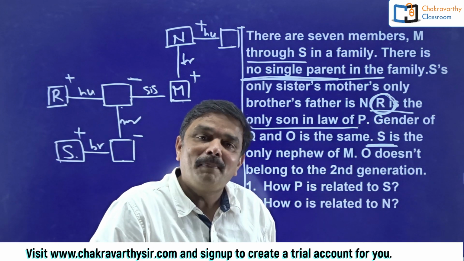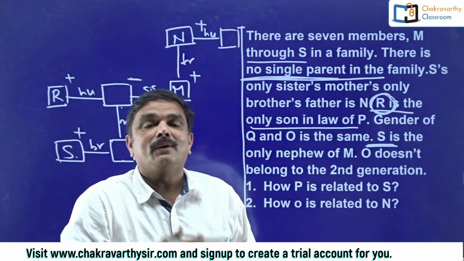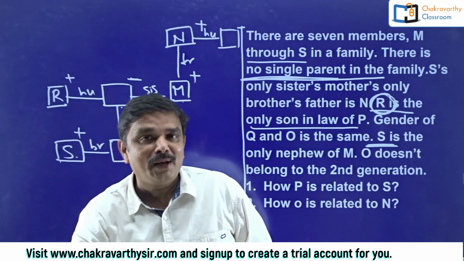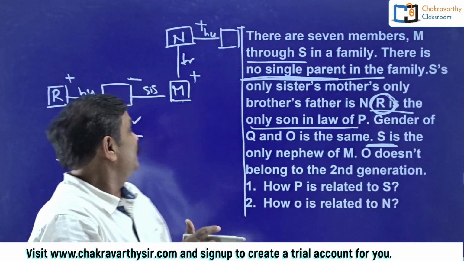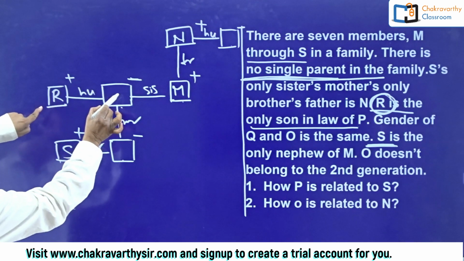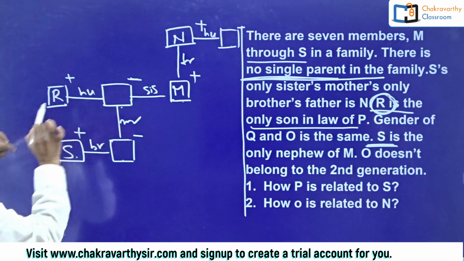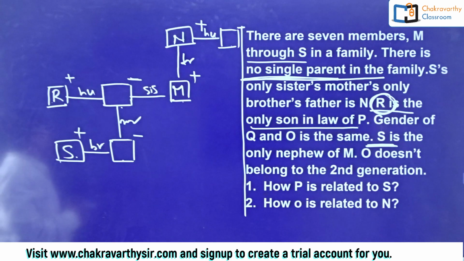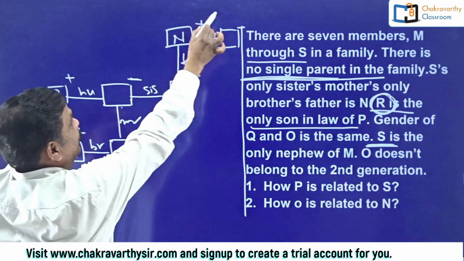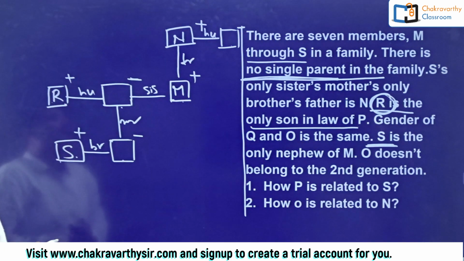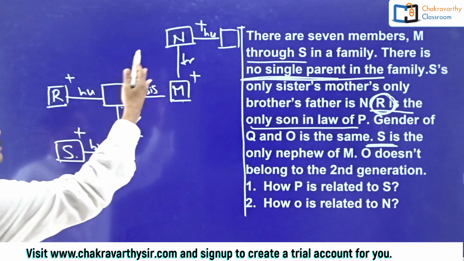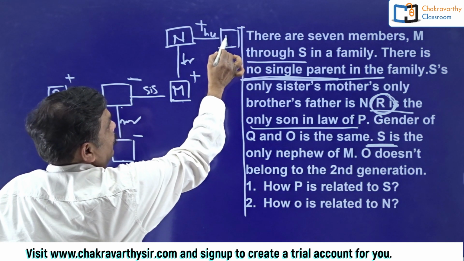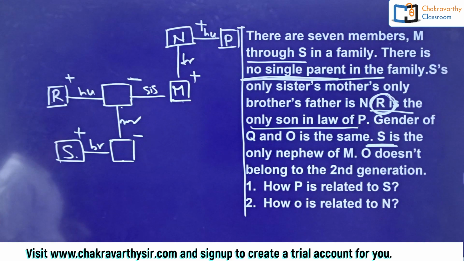Now where shall I keep P here? I don't know P's gender because P can be father-in-law or mother-in-law of R. That means R's wife. This lady is R's wife. R's wife's mother should be P. So R's wife's mother, this lady's father is here N. N is husband of a lady. Now I have to keep P here. As simple as this one.